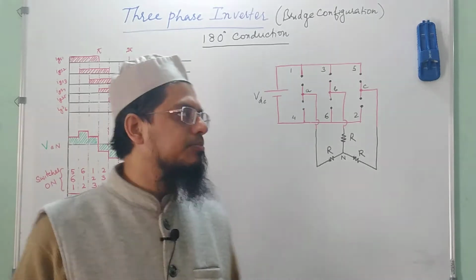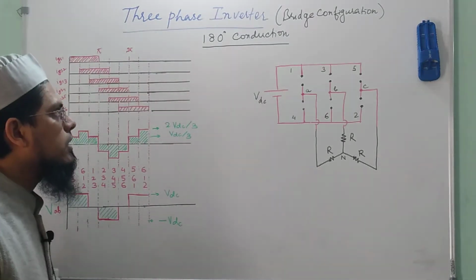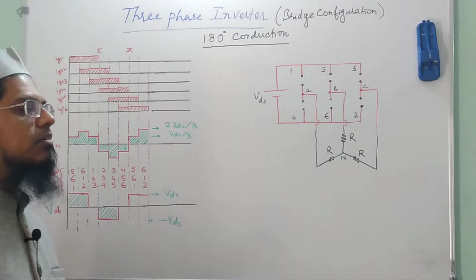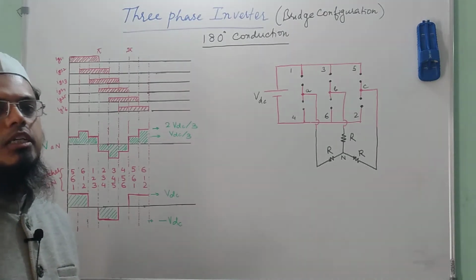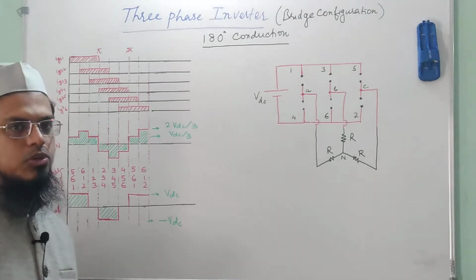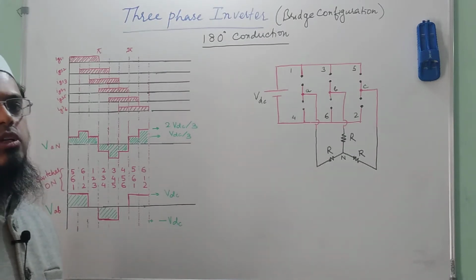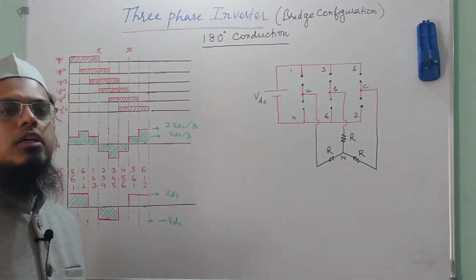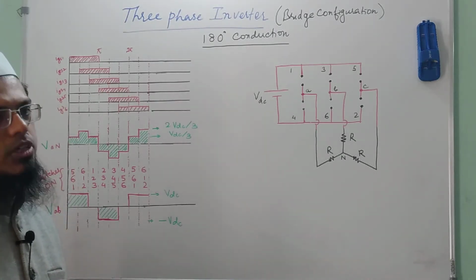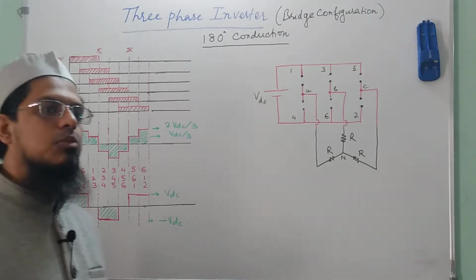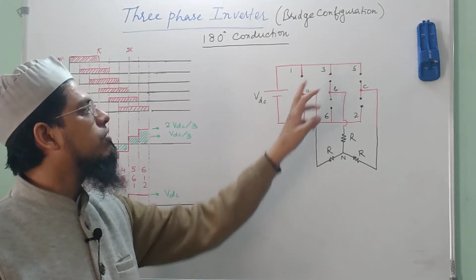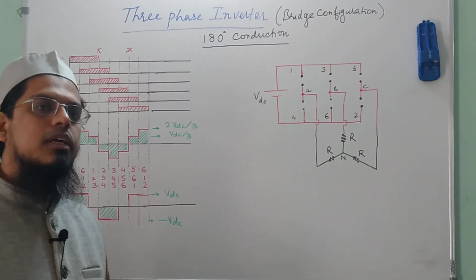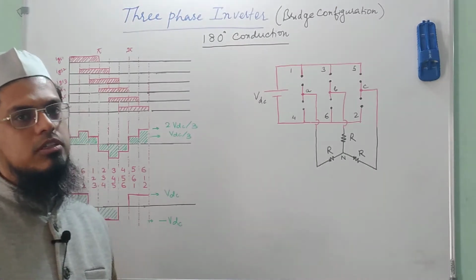So let us start. I told you in the previous lecture that basically there are two modes of operation for a three-phase bridge inverter configuration. One is called the 180-degree conduction mode. The other one is the 120-degree conduction mode. The basic difference between the two conduction modes is because of the duration for which each of the switches conducts. So in 180-degree conduction mode, each of these switches 1, 3, 5, 4, 6, 2 conducts for 180 degrees, while in case of 120-degree conduction mode they conduct for 120 degrees. So that's the basic difference.